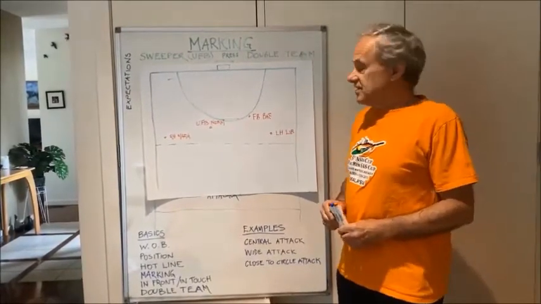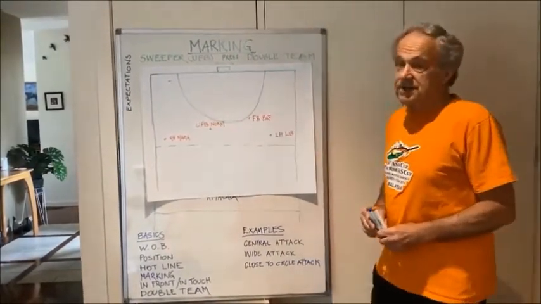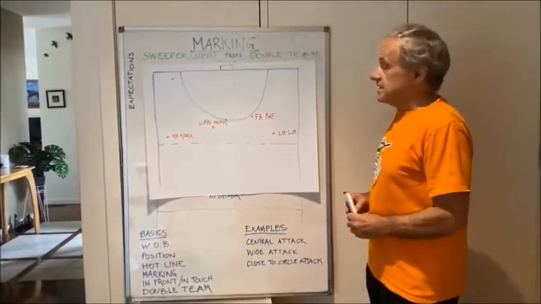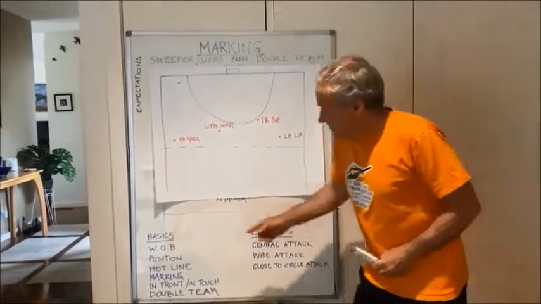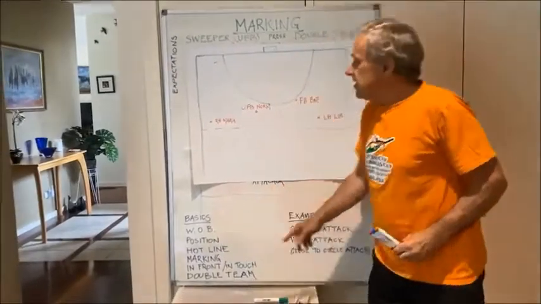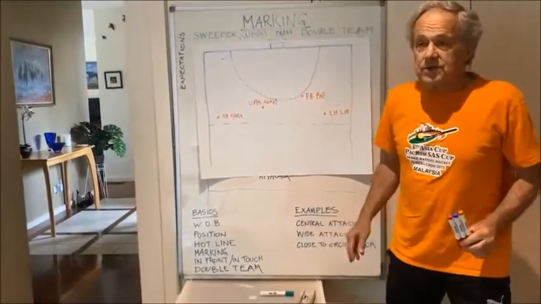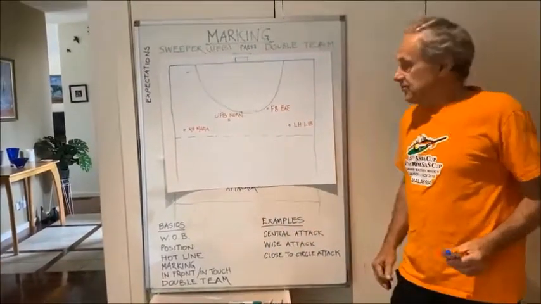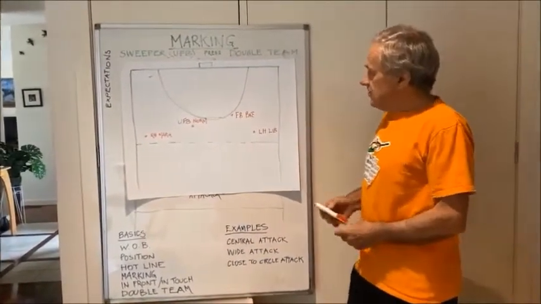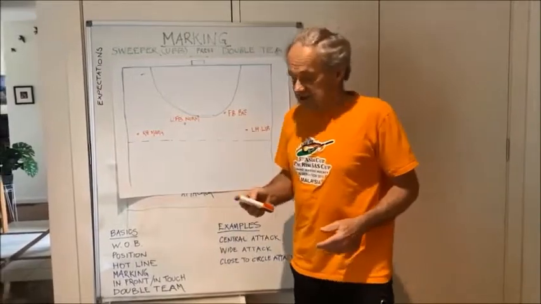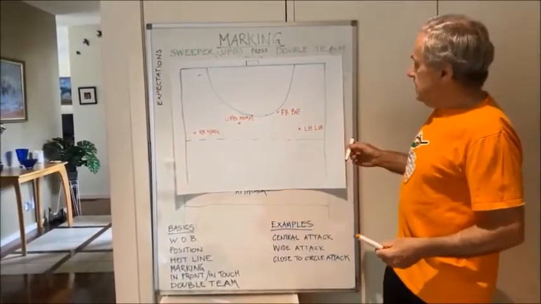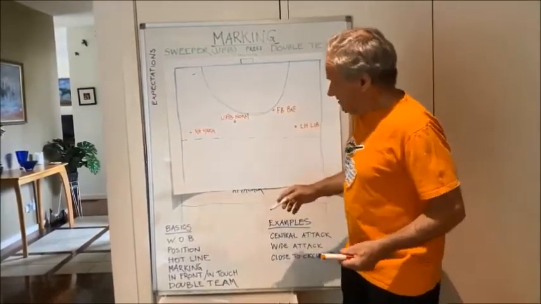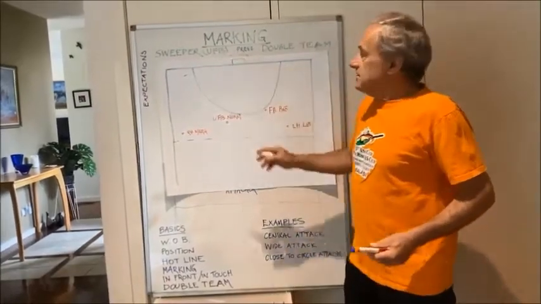Now the basics of our game plan for marking in our half. First thing is we're without the ball, we've been turned over, the opposition have the ball. So how do we set up at the back? Right, well, we said we're going to play an up fullback or sweeper.